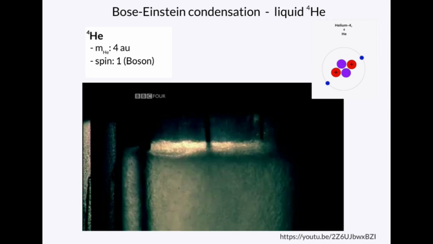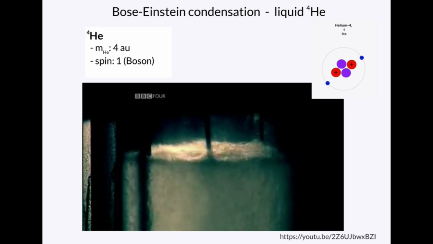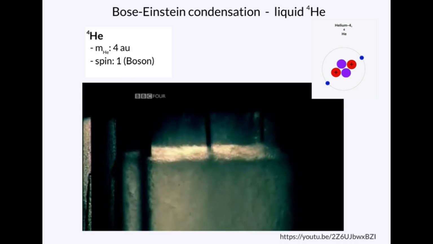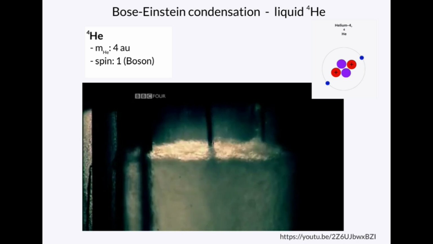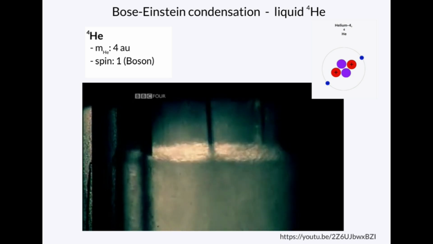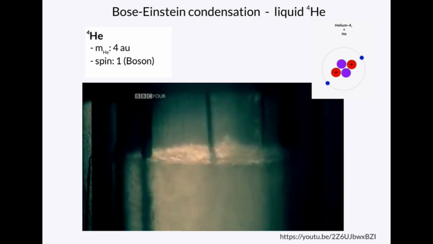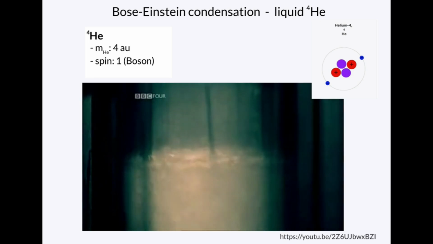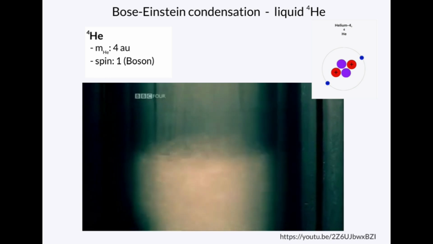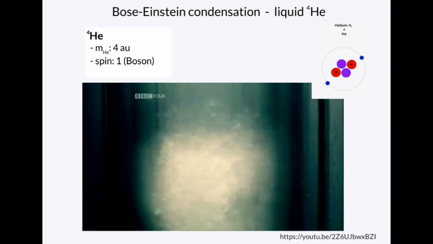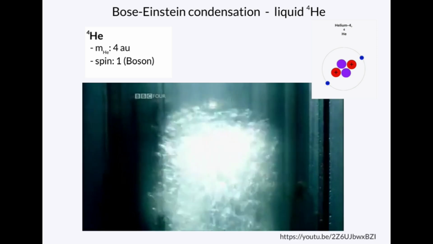A spectacular example in which the quantum nature of a substance becomes visible by the naked eye is liquid helium-4. Liquid helium-4 has spin 0, hence is a boson. Now in this BBC movie you see what happens if liquid helium is cooled down further by pumping on the gas above the liquid. By pumping on the gas, wild boiling takes place, equal to an observation that you would do if you would have water.